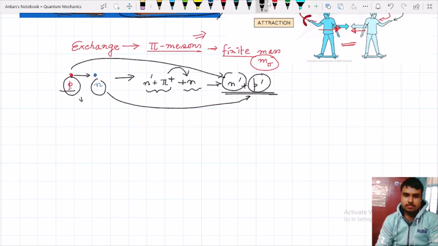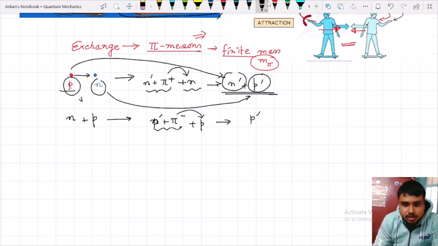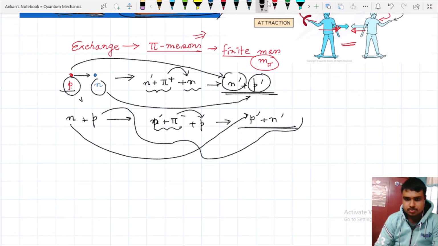So I use the prime to denote the difference between them. Okay. Similarly, a neutron may receive pi minus. So this is the neutron, and this pi minus will be absorbed by this, and this will become this. Okay. So this neutron gets transformed to this proton, and this proton gets transformed to this neutron.